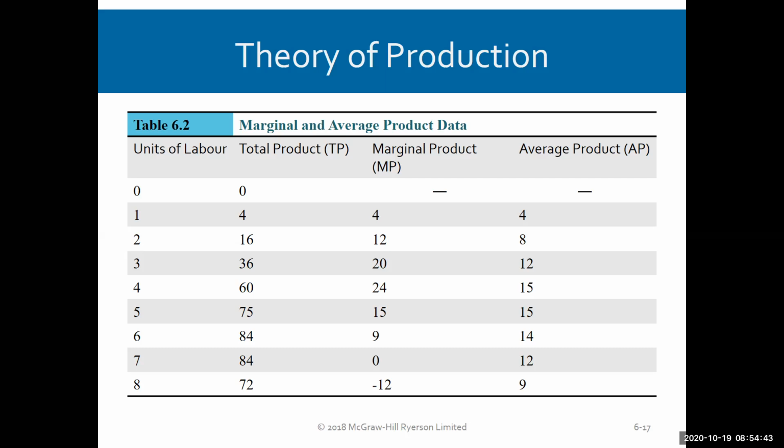We're going to be building a fence. I'm going to build a fence in my backyard. So when there's no labor, the total output is 0, and the marginal product, of course, is 0, and the average product, those 2 things are really undefined.